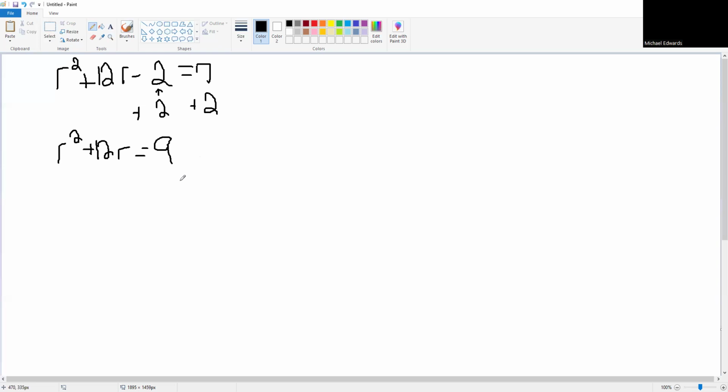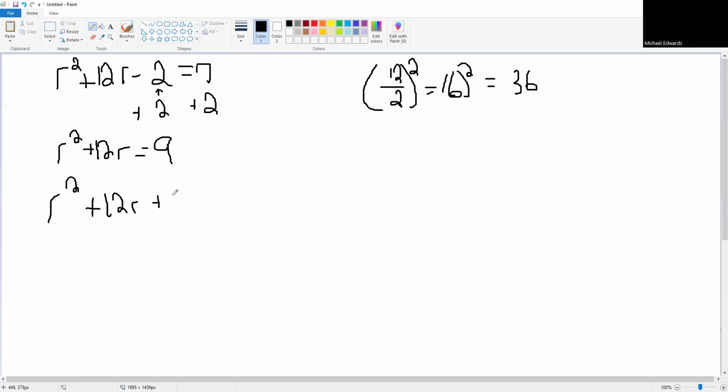The next step is square half of the linear coefficient, which is this 12. So half of 12 is 6. So we're basically doing 12 over 2 squared, and that equals 6 squared, and that equals 36. Because 6 times 6 is 36. And we're going to add that to both sides. So we have r squared plus 12r plus 36 equals 9 plus 36. What's 9 plus 36? Can you do that in your head real quick? It is 45. All right.